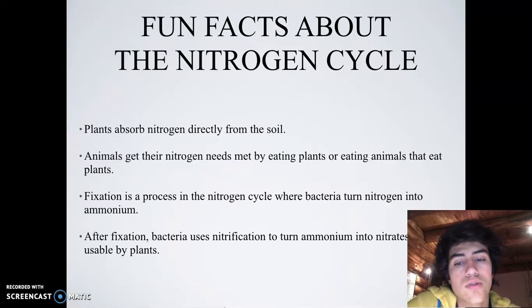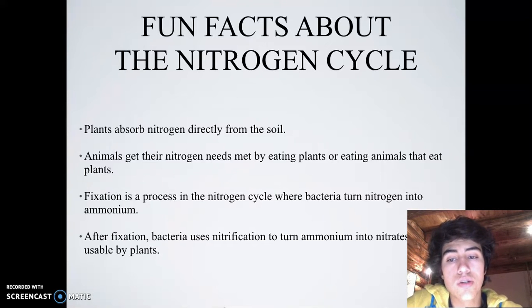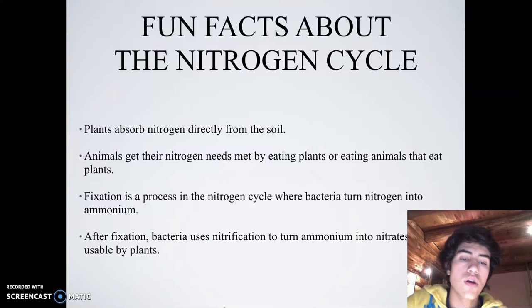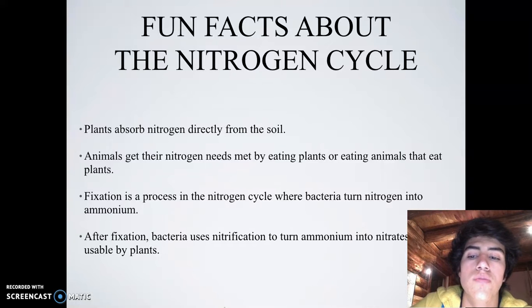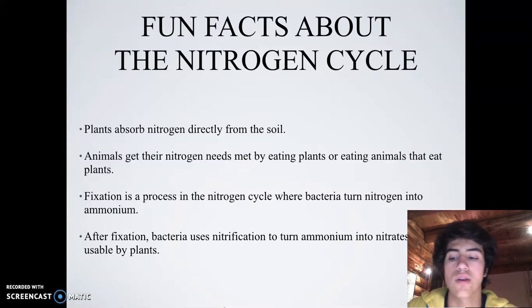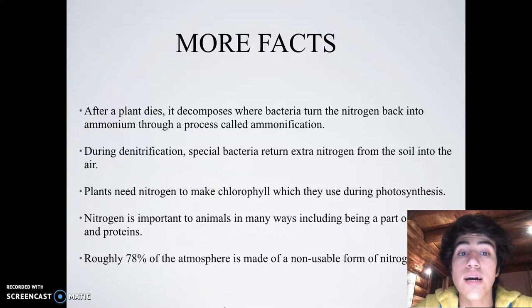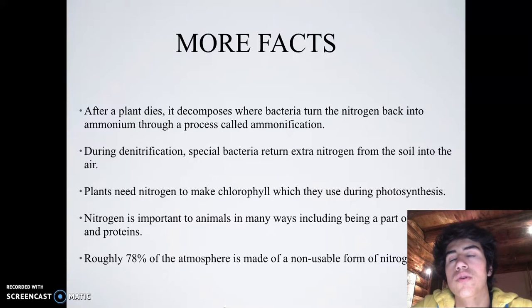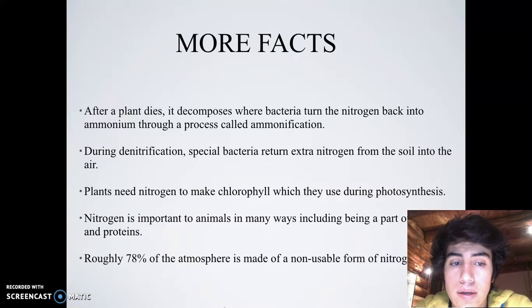Fixation is a process in the nitrogen cycle where bacteria turn nitrogen into ammonium. Another process, bacteria use nitrification to turn ammonium into nitrates, which are usable by plants. So that's how plants can get their nitrogen. After a plant dies, it decomposes, where bacteria turn the nitrogen back into ammonium through a process called ammonification. During denitrification, special bacteria return extra nitrogen from the soil into the air.